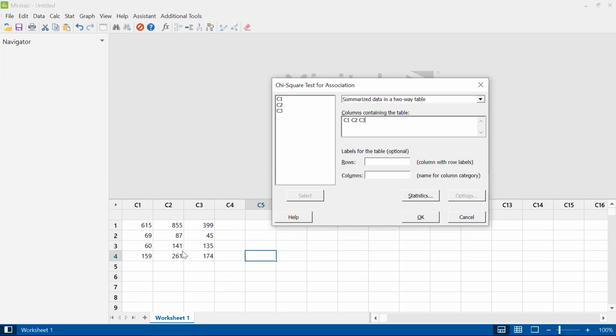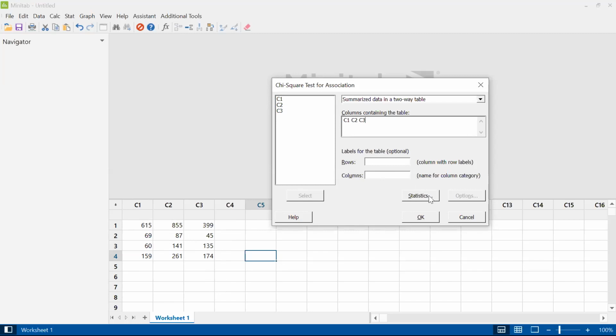I purposely did not copy over labels. So if you had copied the entire table, like including the labels on the top and side, you might have to adjust for that. Tell Minitab don't try to include those in the computation. But I figured the easiest thing is to just get the important numbers in there and not copy the labels.